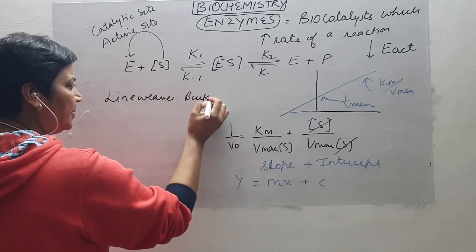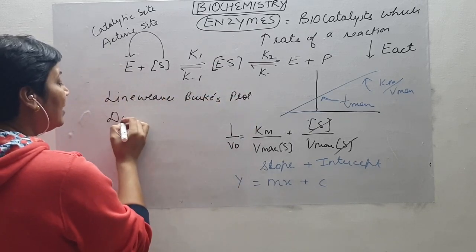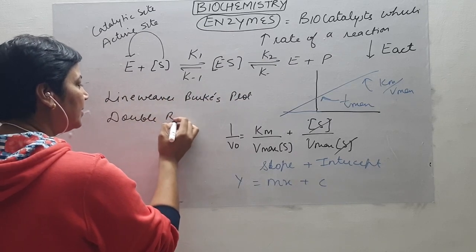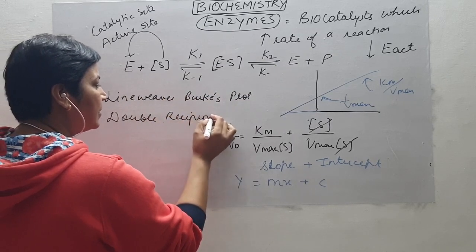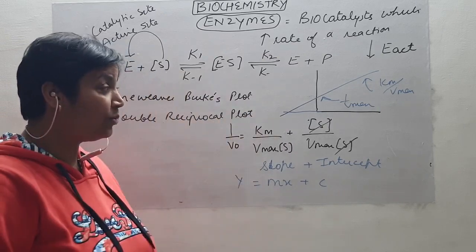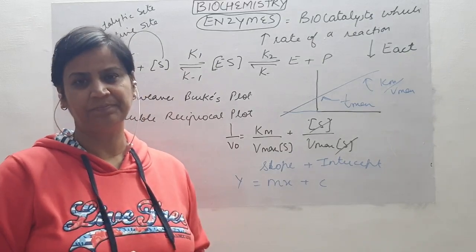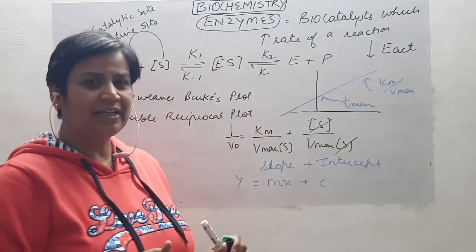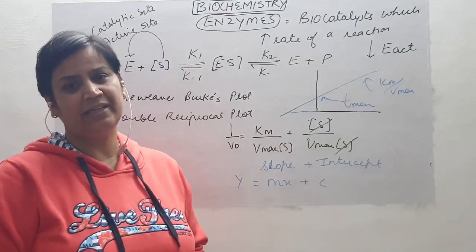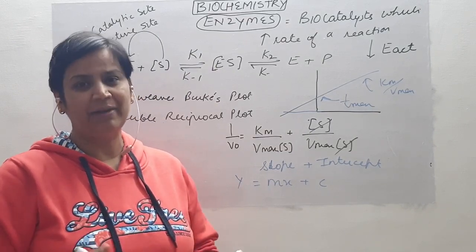Lineweaver-Burk plot, or it is also known as double reciprocal plot. So basically what we are doing is we are calculating the slope and the intercept. So this is the kinetics of the enzyme explained by two scientists, Michaelis and Menten.